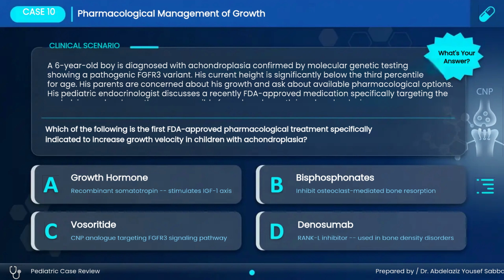His pediatric endocrinologist discusses a recently approved medication specifically targeting the underlying molecular pathway responsible for reduced growth in achondroplasia. Which of the following is the first approved pharmacological treatment specifically indicated to increase growth velocity in children with achondroplasia? Option A, growth hormone. Option B, bisphosphonates. Option C, vosoritide. Option D, denosumab.